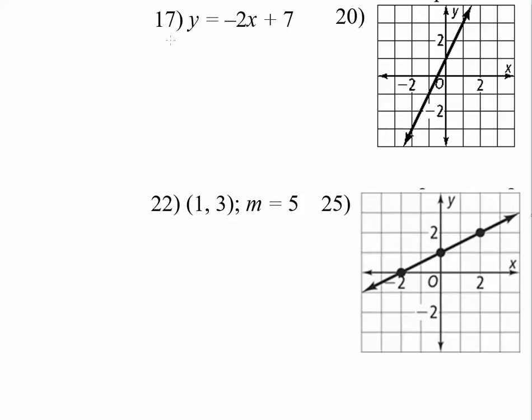So on 17, if we remember, slope-intercept is y equals mx plus b, with m being the slope, b being the y-intercept, or at least the y-coordinate of the y-intercept. So our slope, or our m, because that's what we're having to identify, is -2, and our y-intercept is 0, 7.